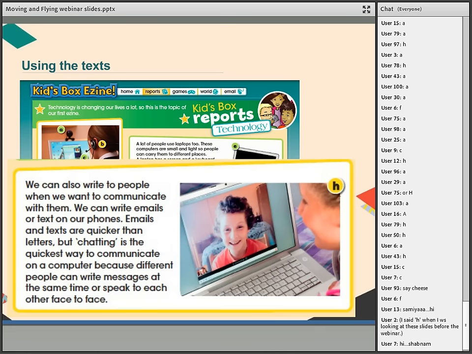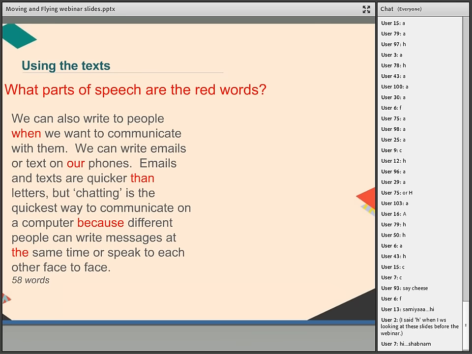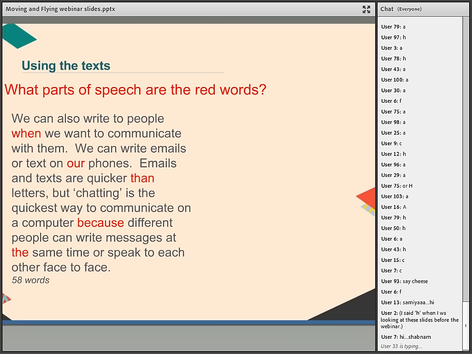Okay, so this kind of factual text is very often in our course books. So what I have done with this text is here I've highlighted 5 words that I plan to remove from the text. What parts of speech are these words, the red words? What's when?